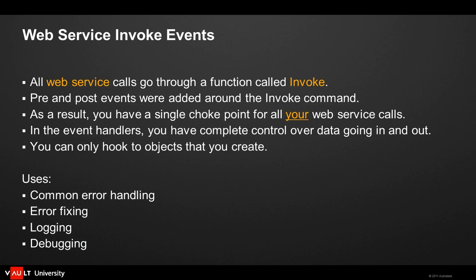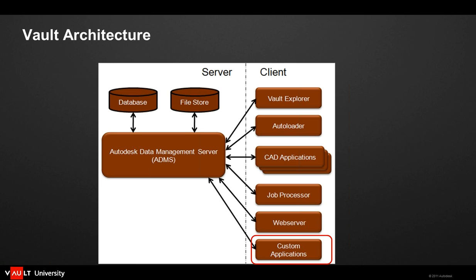So why is this useful? Why do we put that in? Well, it's nice to have a single choke point for everything. So you can do things like common error handling. You can even fix errors in certain cases if you want to, log stuff, and do debugging. It's very useful for things like that. So back to my little architecture diagram, when we're talking about these types of events, we're talking about custom applications only. So something you've written and you want to hook into your own code, you've got that hook point.